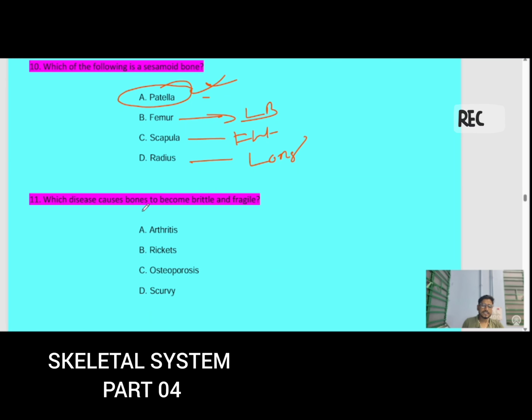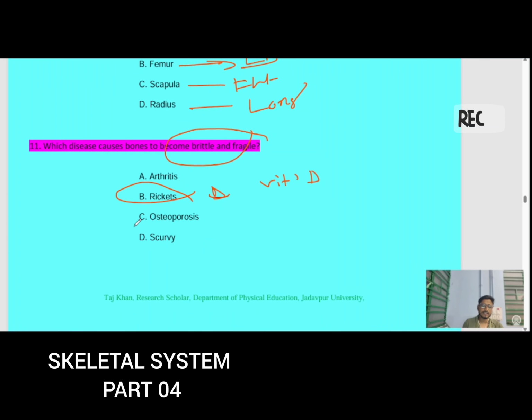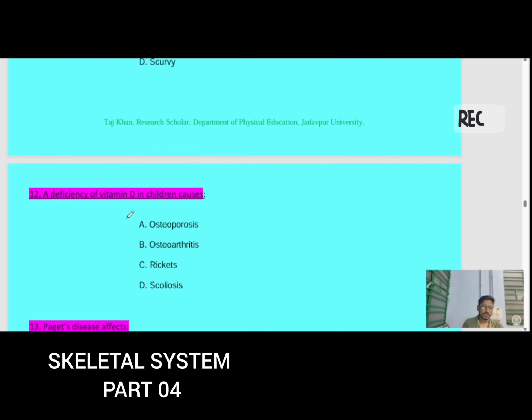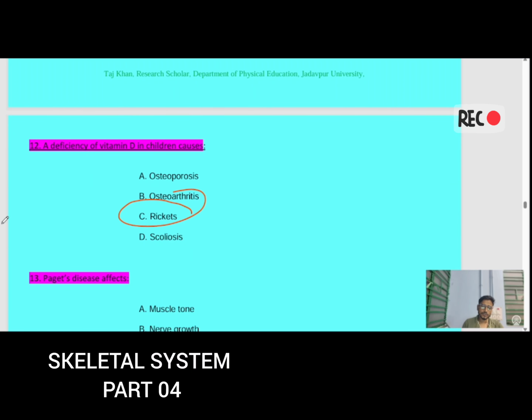Which disease causes bones to become brittle and fragile? Brittle and fragile is rickets, due to vitamin D, okay. A deficiency of vitamin D in children also causes rickets, okay.